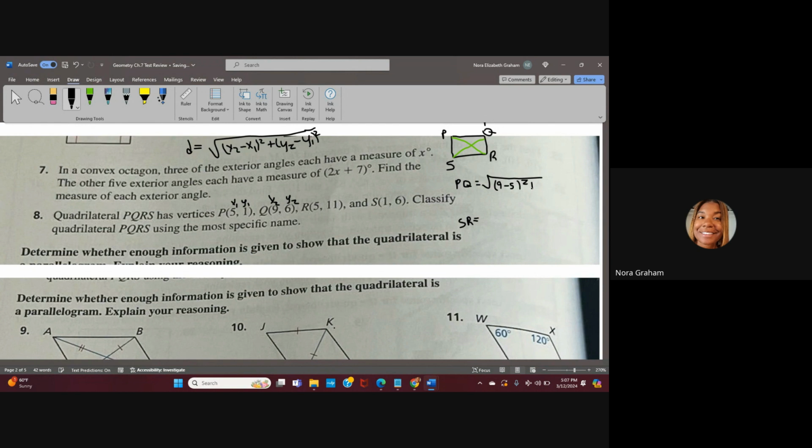And then plus my y sub 2, which is 6, minus my y sub 1, which is 1, squared. Okay. And now I work that down. 9 minus 5, that's going to equal 4. 4 squared is 16. So that's 16 plus 25, because 6 minus 1 is 5. 5 squared is 25. All right? And for this one, you're going to get the square root of 41.